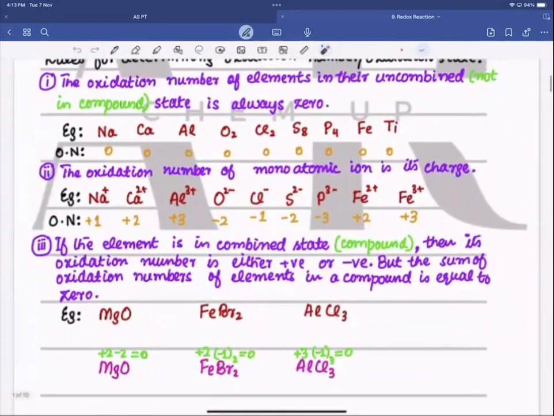Now, the third point states that if the element is in a combined state, which means in a compound like HCl, then the element has some oxidation number, positive or negative. If there are two elements, one must have a positive oxidation number and the other must have a negative oxidation number, and the sum of these oxidation numbers is equal to zero, because that compound has no charge on it. Is this clear? Okay, note down these points.